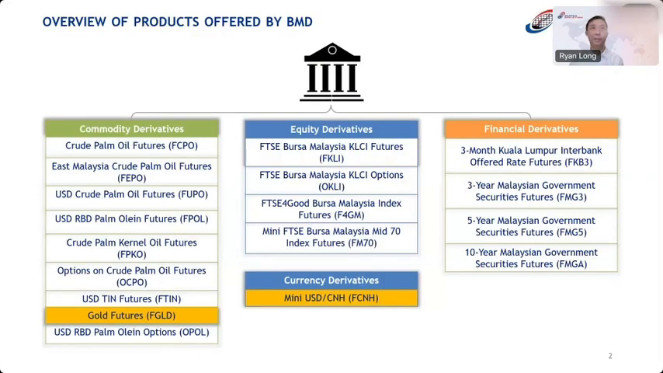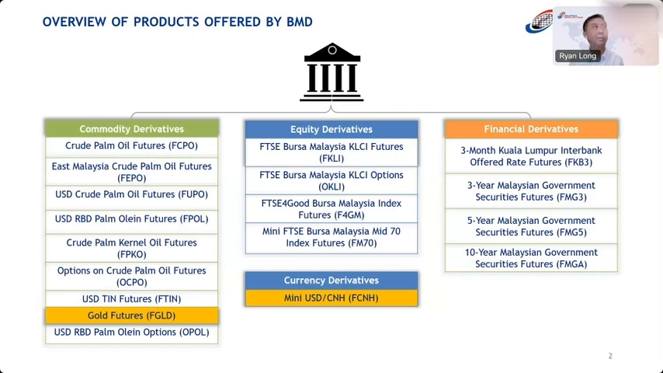Start with an overview of the products that are being offered by Bursa Malaysia Derivatives. We currently have three key groups of products: commodity products, equity products, as well as financial products. We have 9 commodity products. Many of you may already know our FCPO crude palm oil futures contract is our star product. It's the most actively traded futures contract offered by Bursa Malaysia Derivatives. It is also the most actively traded crude palm oil futures contract in the world.